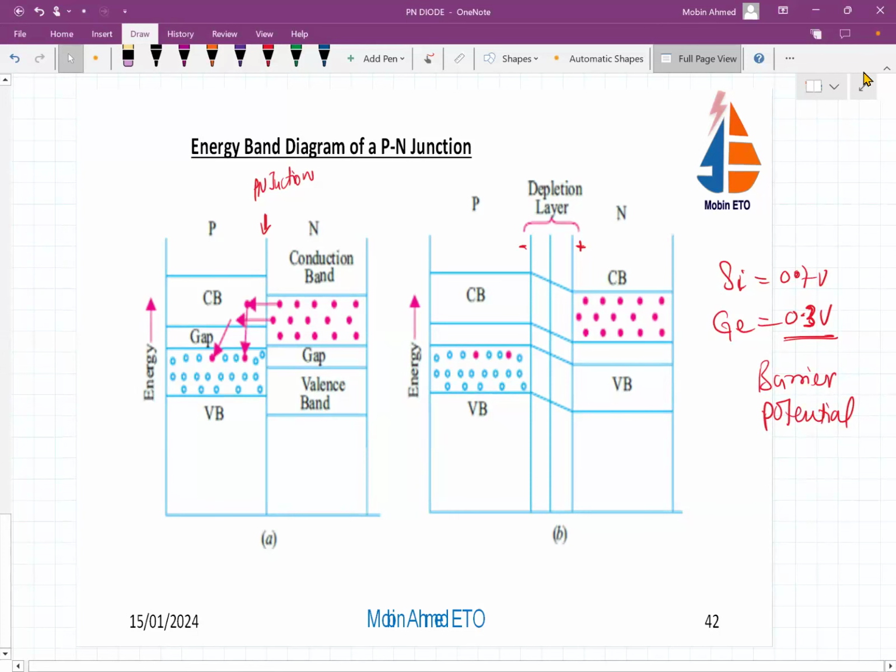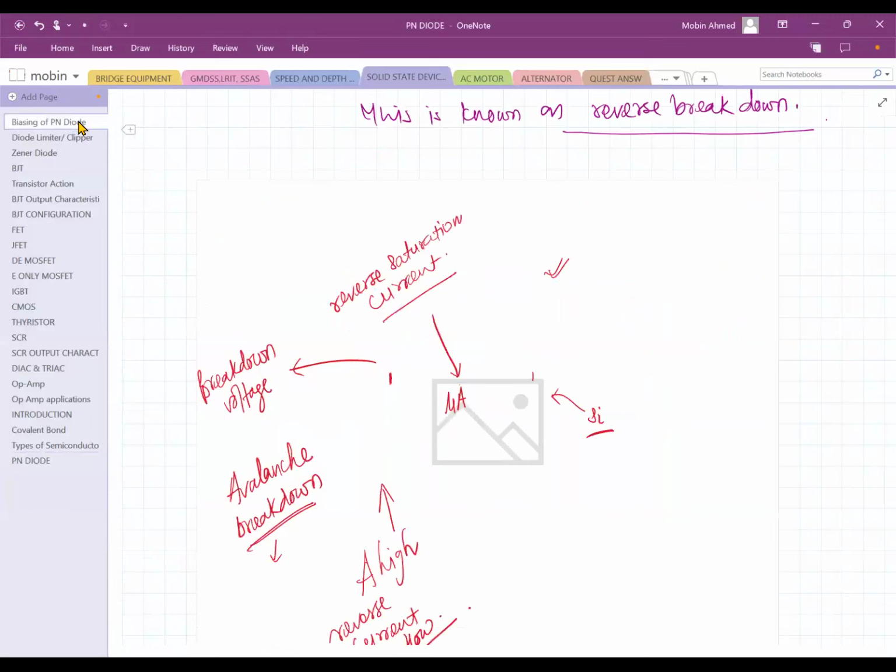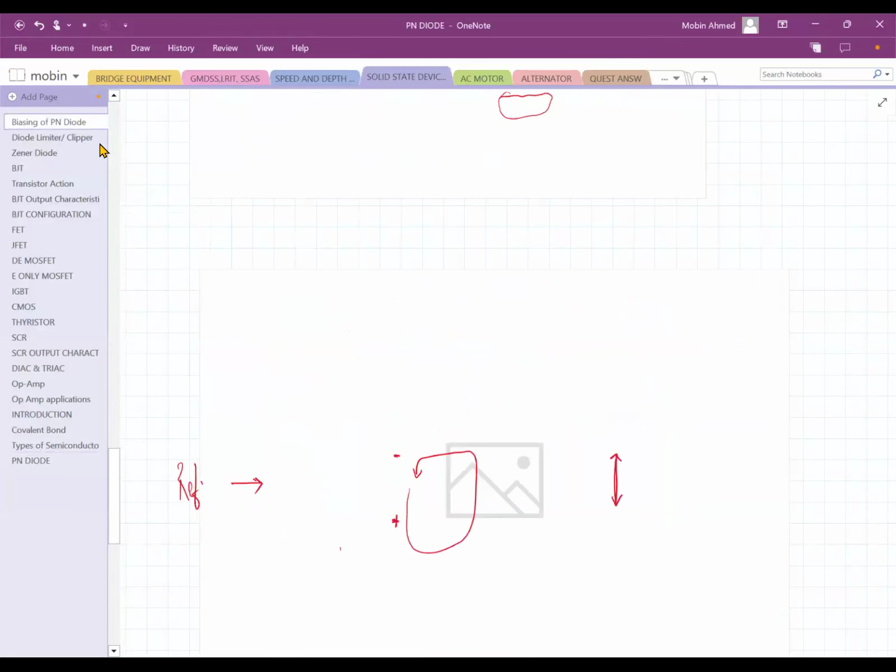So this is about the PN junction. Now let's see about the biasing of the PN junction.